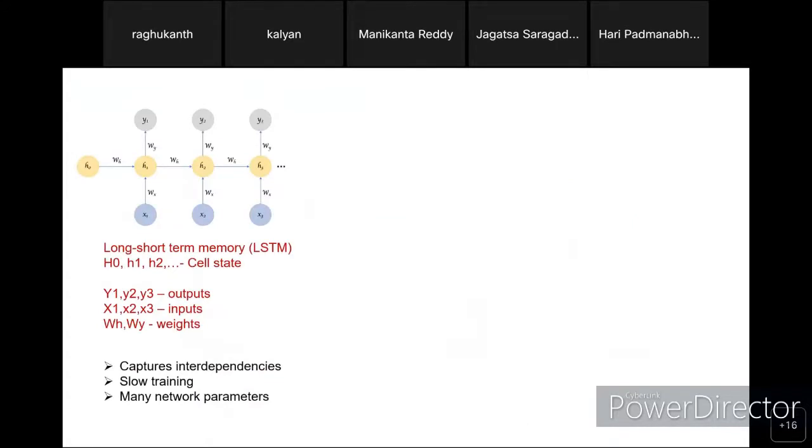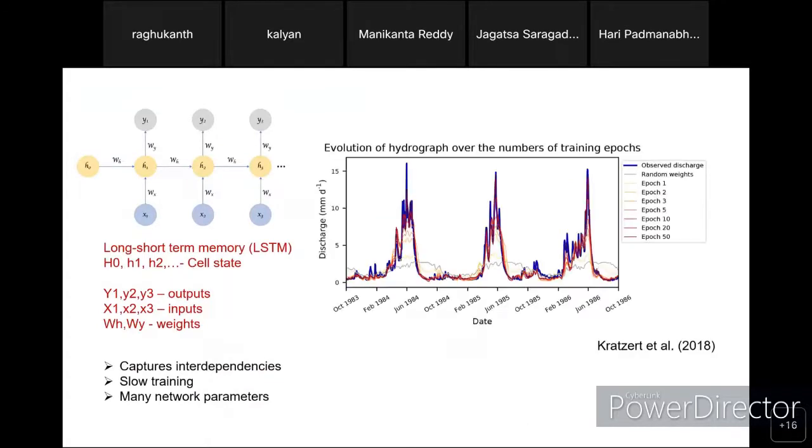So now the next one, which right now many people are using, is what they call LSTM, that is the long short-term memory network itself.